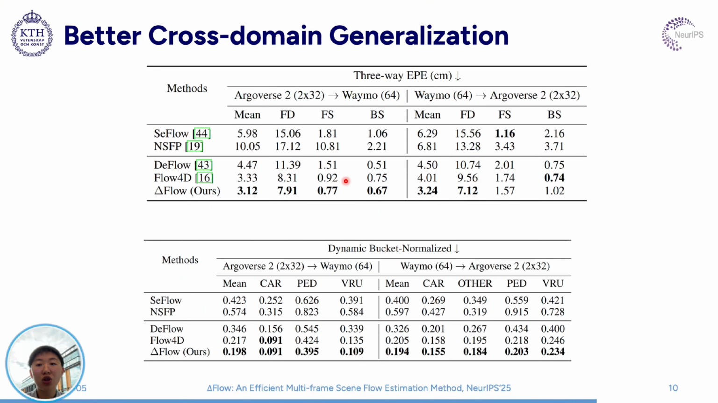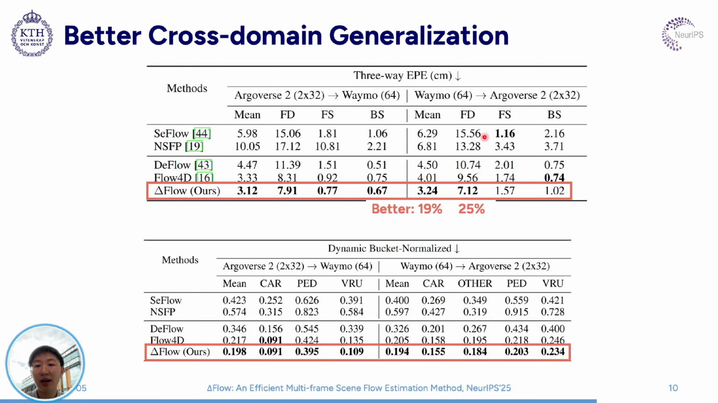Interestingly, DeltaFlow also shows strong cross-domain generalization when trained on Waymo and tested on Argoverse 2, or the other way around. It still outperforms all supervised and self-supervised baselines. This suggests that the delta scheme helps the model learn more universal motion clues that transfer well across datasets and sensors.